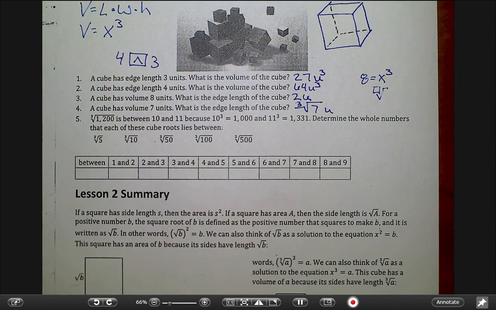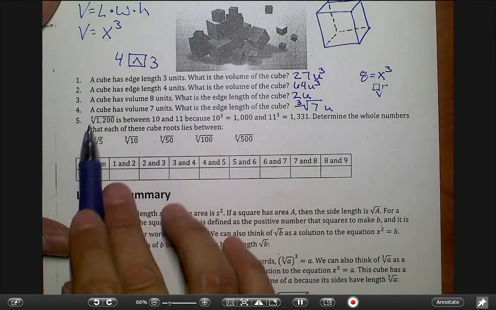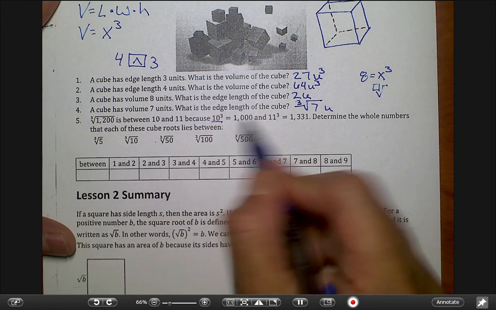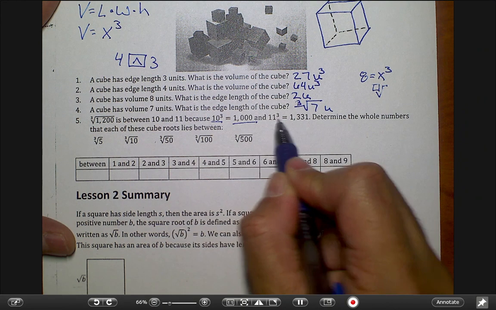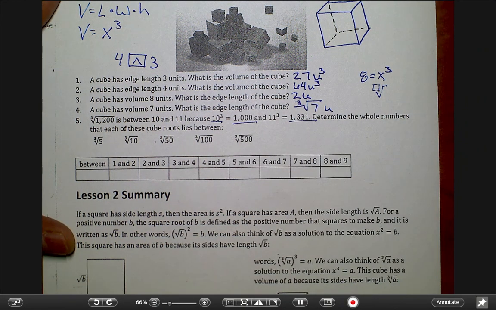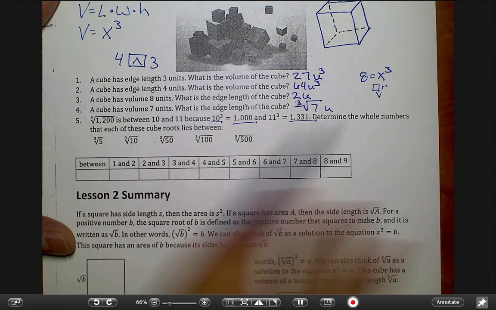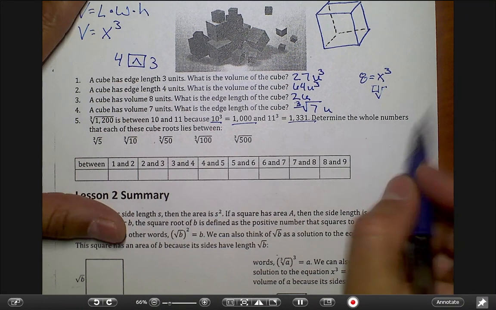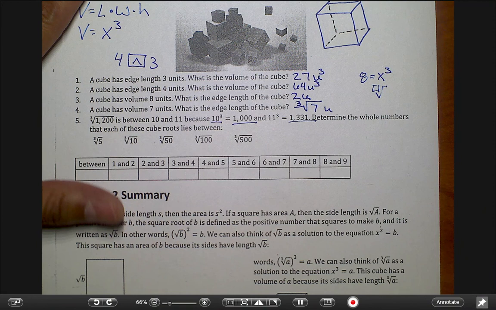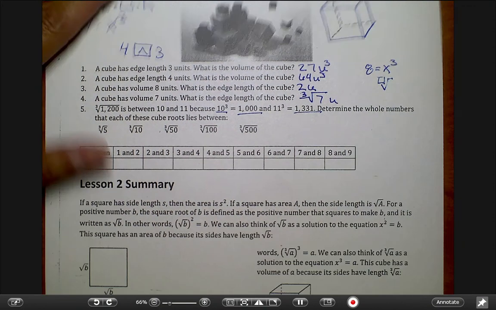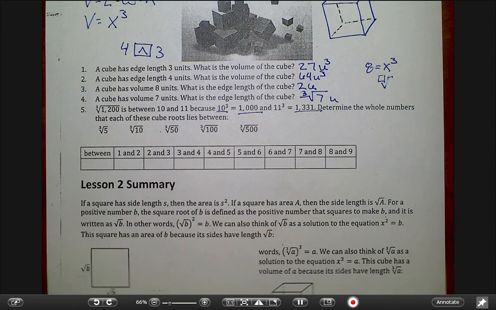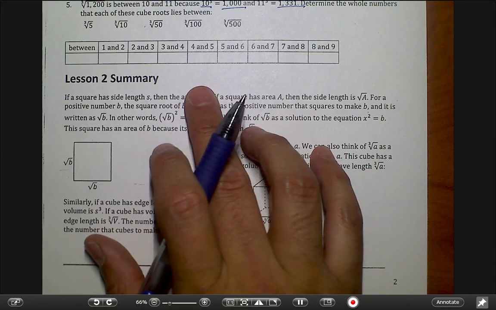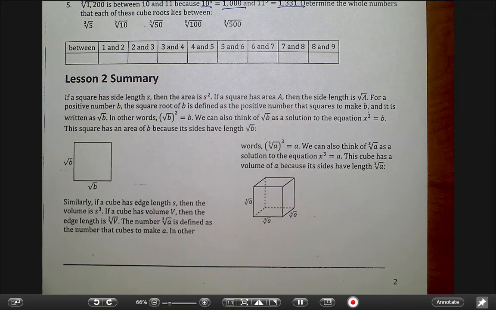All right, for 5, it says the cube root of 1200 is between 10 and 11 because 10 cubed is 1,000 and 11 cubed is 1331. Determine the whole numbers that each of these lie between. I'm going to show you guys a nice number line for this. Let's do it down here on the bottom. We'll fill it in right here because it's going to be helpful later on, so hopefully you guys can use it too.